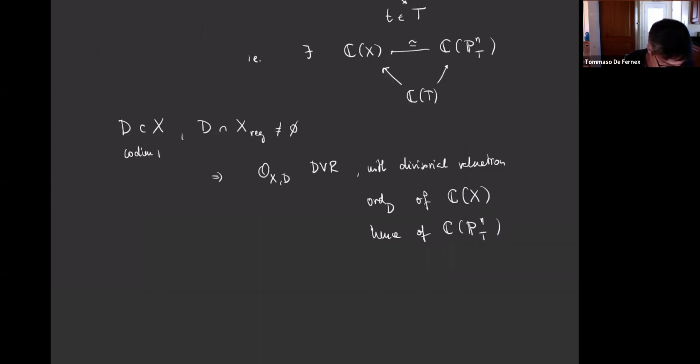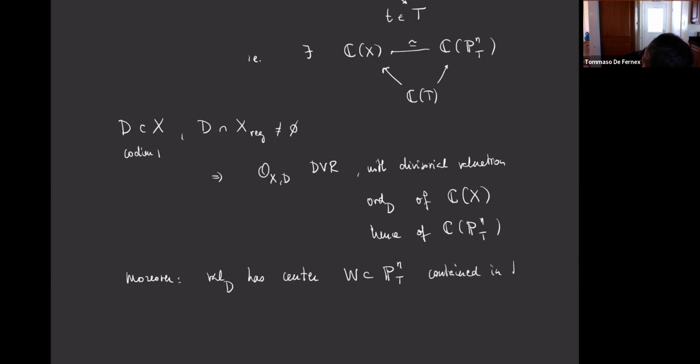So over little t, the evaluation order D has a center W inside the space, because this property is contained in the fiber over little t.